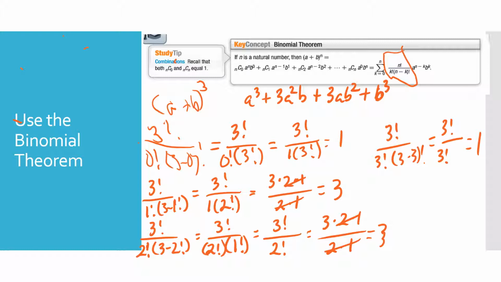I've got a symmetrical pattern in my binomial coefficients: 1, 3, 3, 1. I can see that in my exponents, I've got a cubed, and then a squared b; well, 2 and 1 is 3. I've got a b squared; well, 1 and 2 is 3, and then b cubed, 3, and there we go. So that focuses on this portion and builds into this portion.